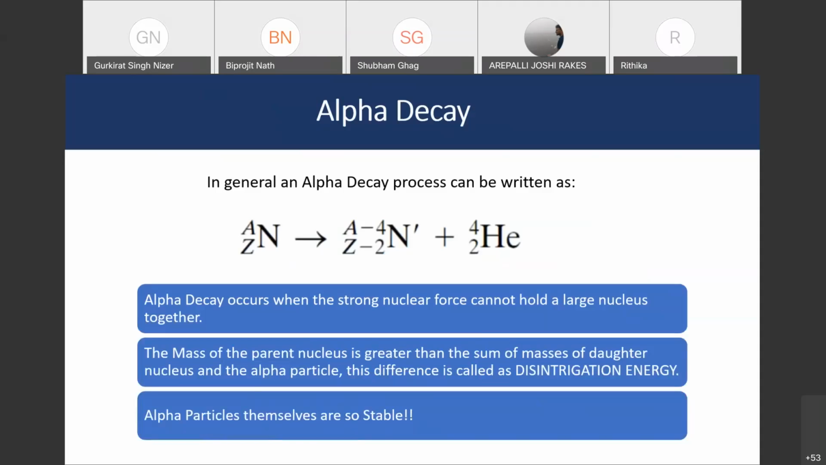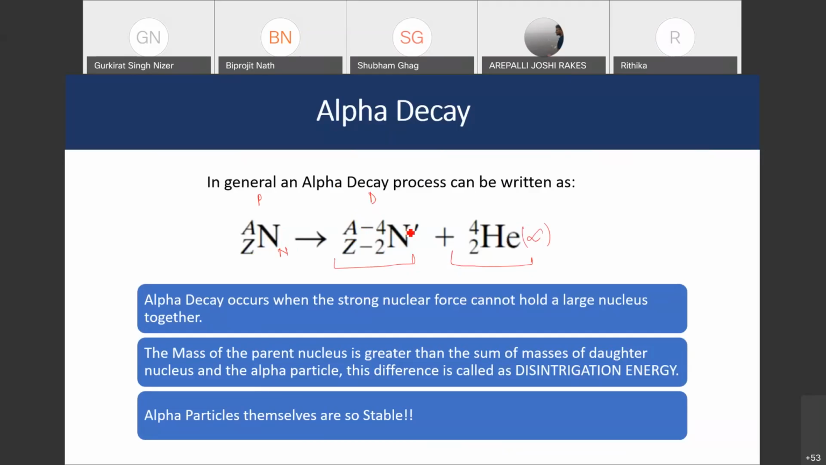So that's an equation which depicts alpha decay. Alpha decay occurs when the strong nuclear force cannot hold a large nucleus together. So that's a large nucleus, and it's so unstable that it immediately ejects two protons and two neutrons and gets to a stable state. That's the parent nucleus, which has Z number of protons, N number of neutrons, and mass number A. It keeps on releasing two protons and two neutrons and goes to a daughter state, which has two neutrons less and four mass number less than the parent one, and that daughter nucleus is relatively much more stable than the parent one. And along with it, it emits a helium nucleus, and that's what we call the alpha particle.